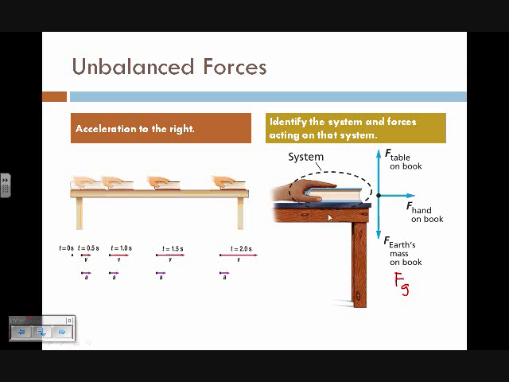Now, if this table wasn't strong enough to push up with that same amount of force, obviously it would break and the book would continue to move downwards until it hit the ground. So that's in the y direction. Going up and down, our forces are in equilibrium.